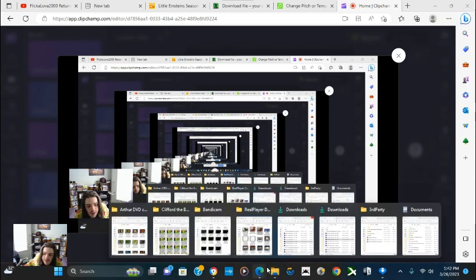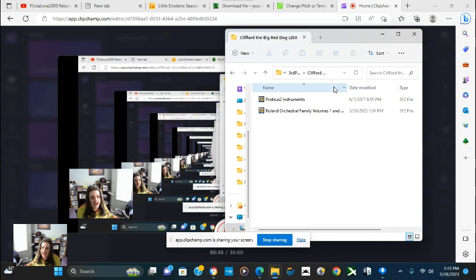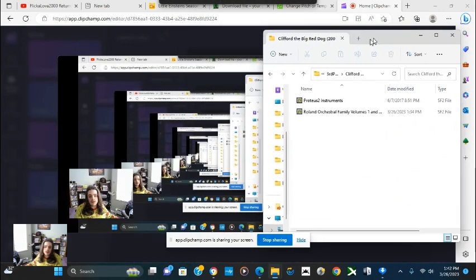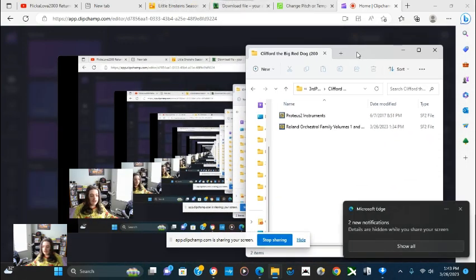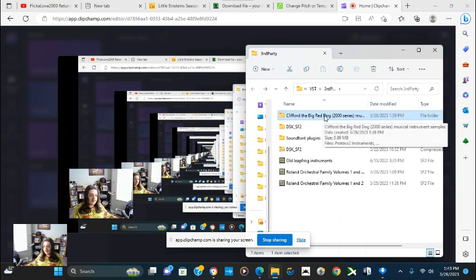I've got it right here in the special folder that I created, and it's called Clifford the Big Red Dog 2000 Series Musical Instrument Samples.